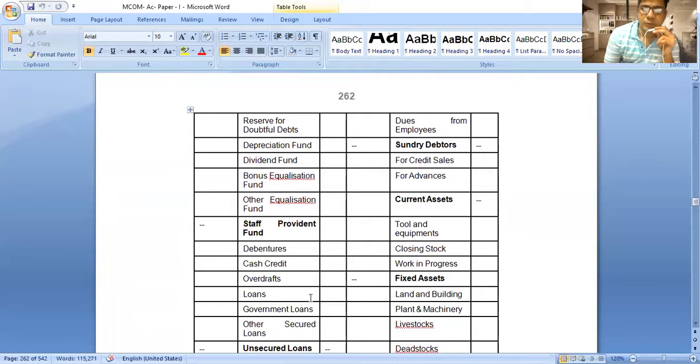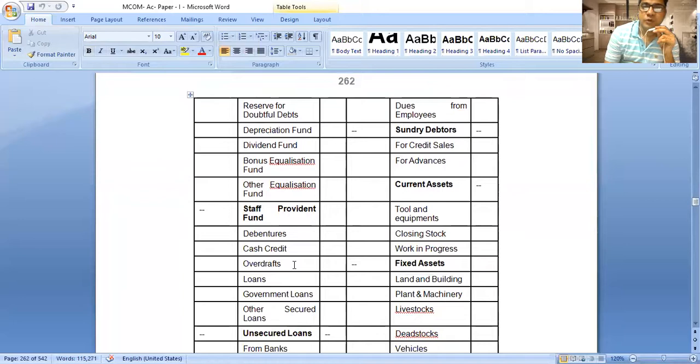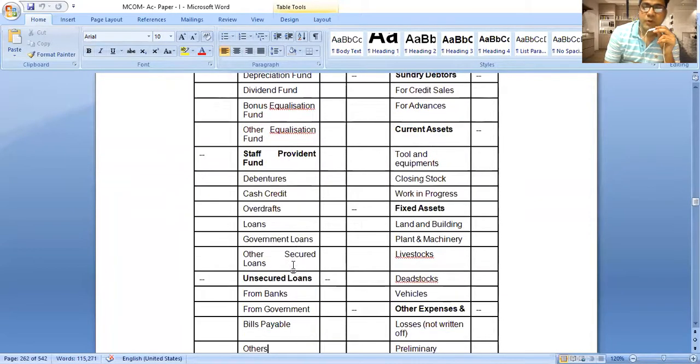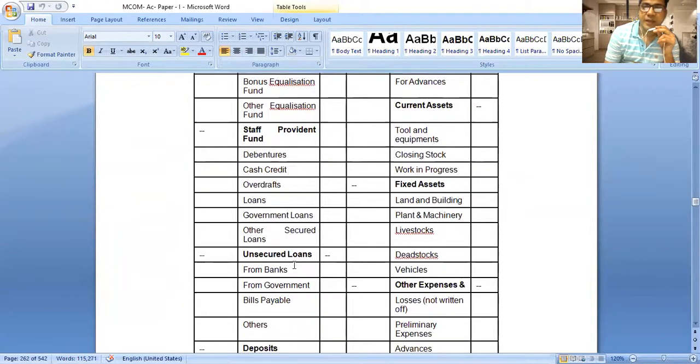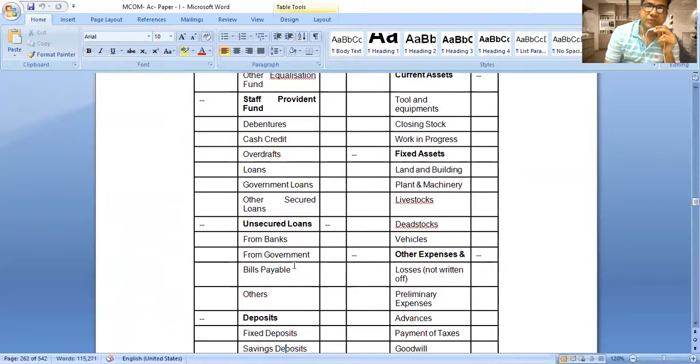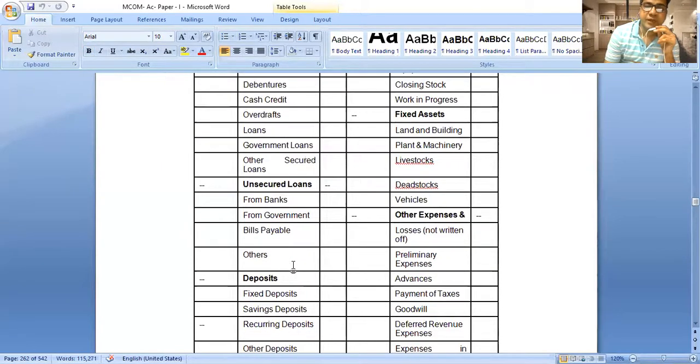It is one type of liability because cash is paid on a credit basis. Then bank overdraft, loans, government loans, other secured loans. These are all liabilities. Secured liability sometimes, unsecured liability, loan from bank, loan from government, bills payable, and other liabilities. Some deposits: fixed deposit, saving deposit, recurring deposit.